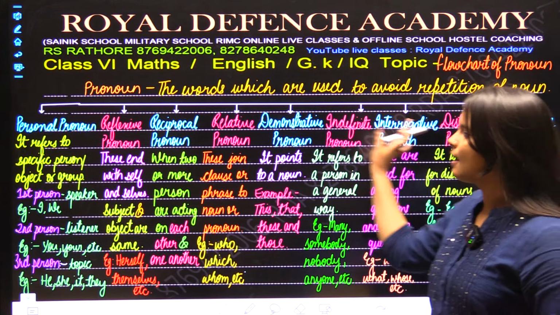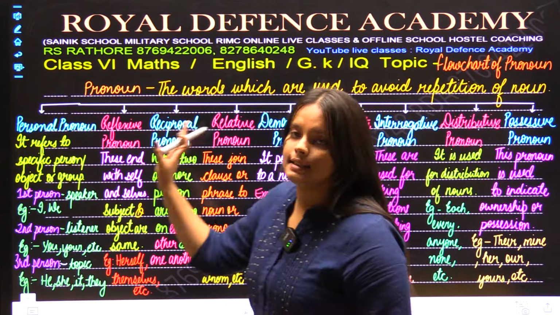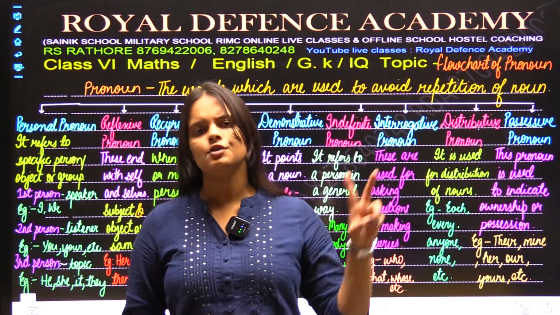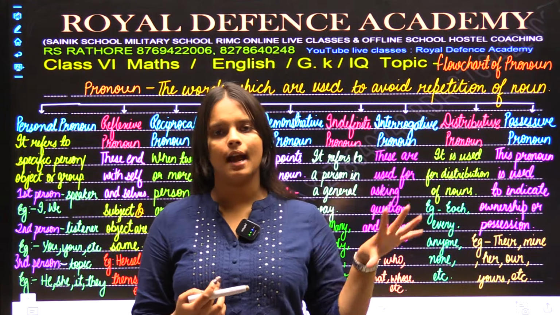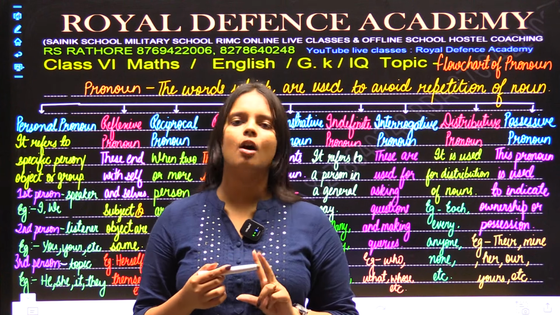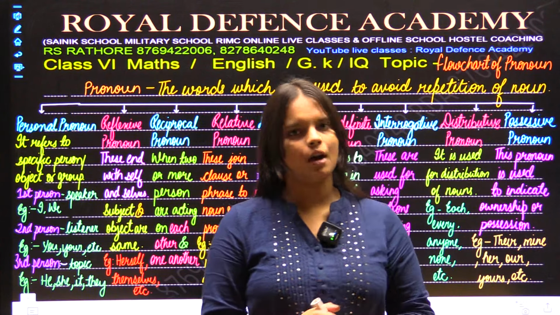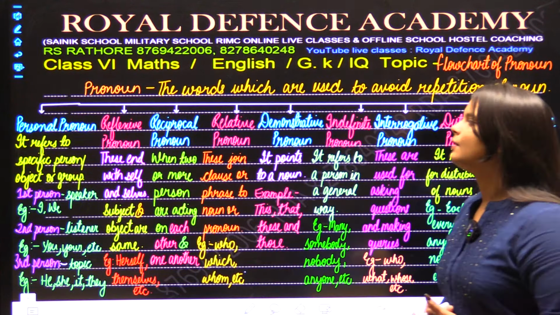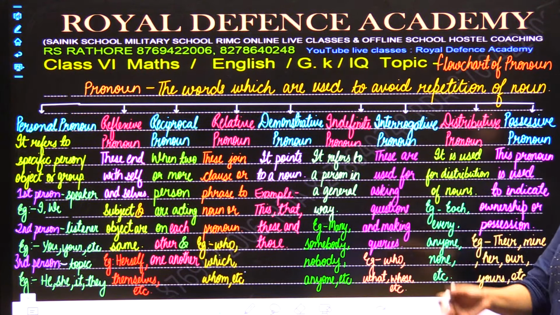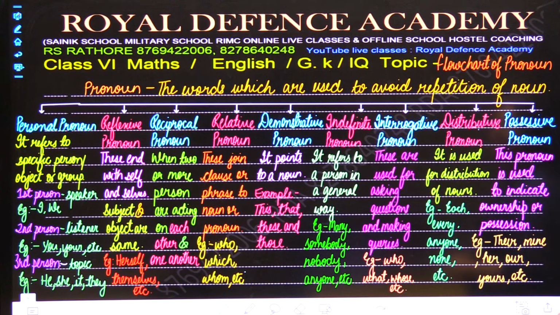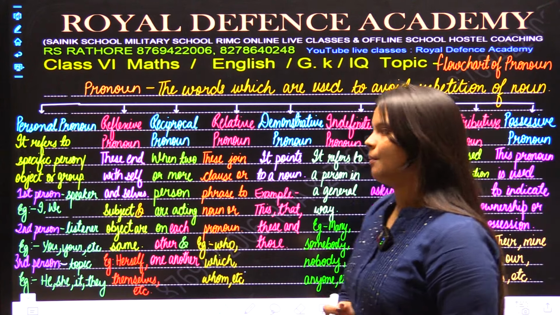Now basically we have majorly 9 types of pronoun. Apart from this, there are 2 more types in a different category, which are subjective and objective pronouns. Today we are focusing on the main types of pronoun, that is personal, reflexive, reciprocal, relative, demonstrative, indefinite, interrogative, distributive and possessive. First of all, what is a personal pronoun?